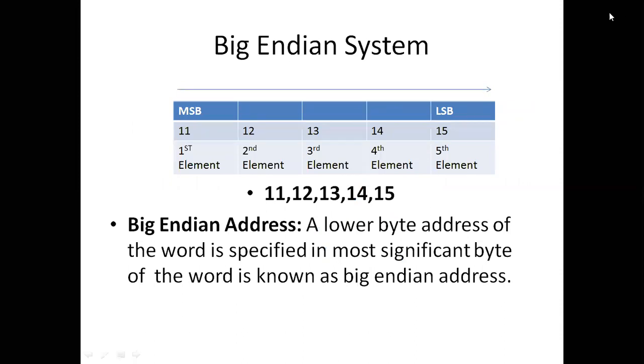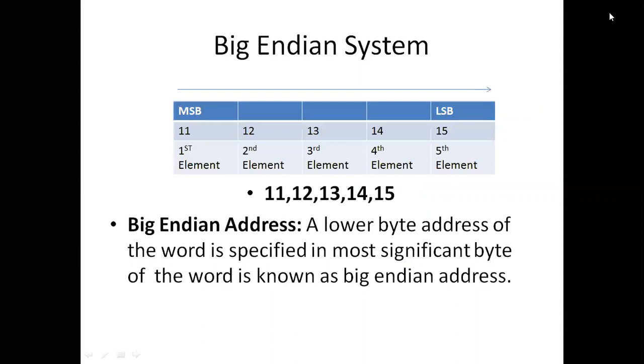So next we have to know about what is the difference between the big endian system and little endian system. Before that, we should have the knowledge of what is LSB and MSB. LSB means least significant bit. MSB means most significant bit. We know very well. MSB always present at left hand side. LSB always present at right hand side.